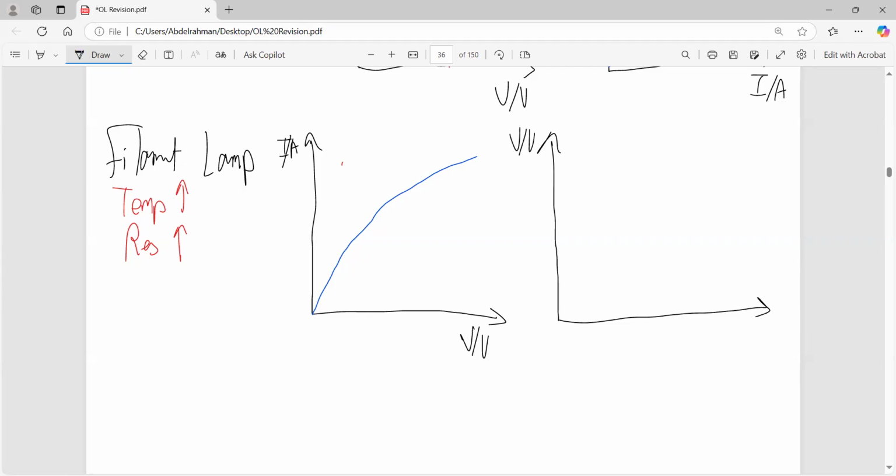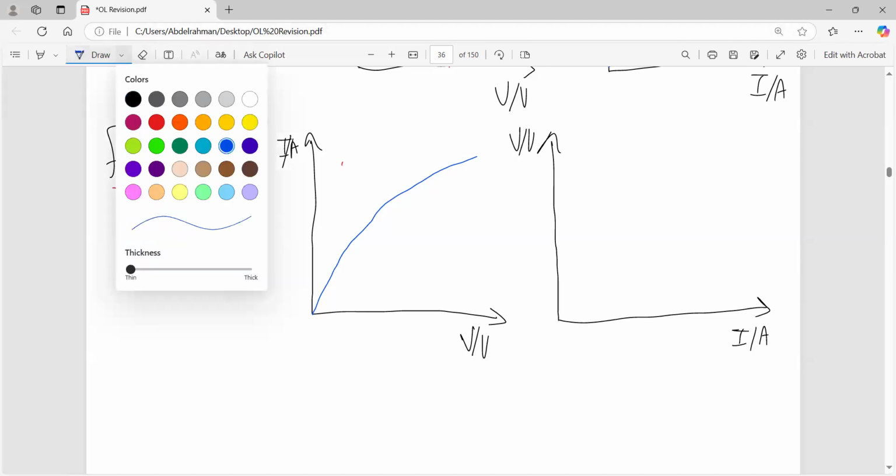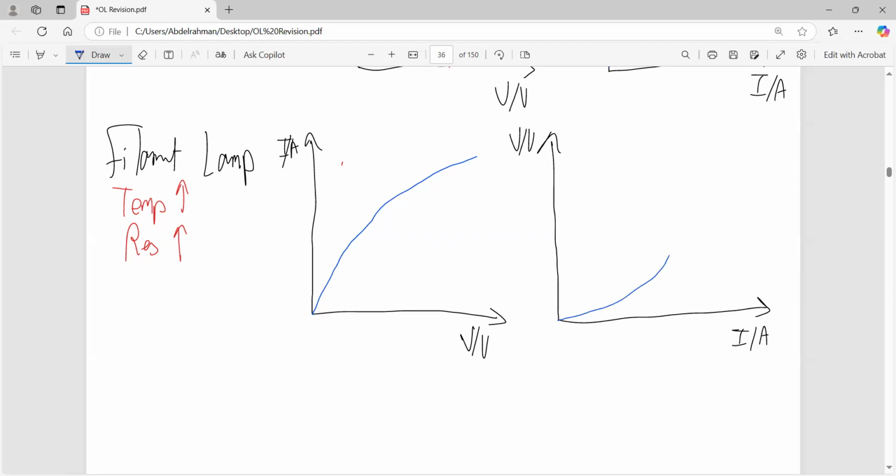I can have the voltage on the y-axis and the current on the x-axis. And in this graph, it will be drawn with an increasing slope. I don't care about the slope in this case. I care about which axis the graph is curving towards. It has to curve towards the voltage axis. Why? Because the resistance is increasing, which is very important.